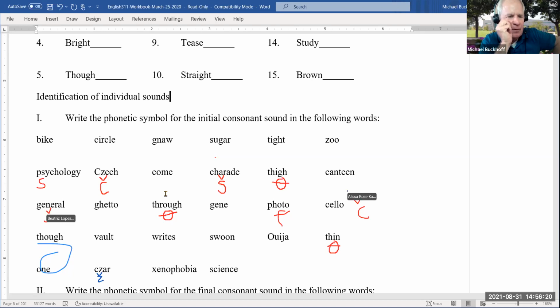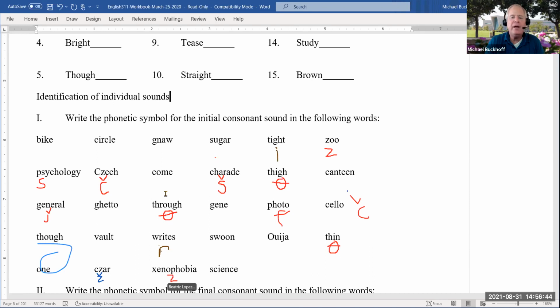Good. We got general, Alyssa, cello. Good. Thank you, Jose. What do you got? Rights. You hear the R? You think it's a W, right? But it isn't. It's rights. Perfect. Good. We got, which one is that? Tight.